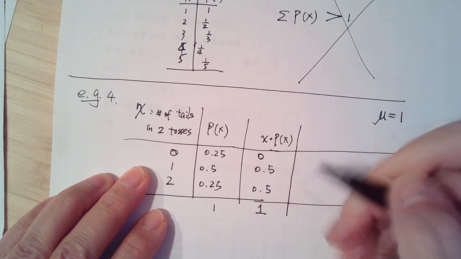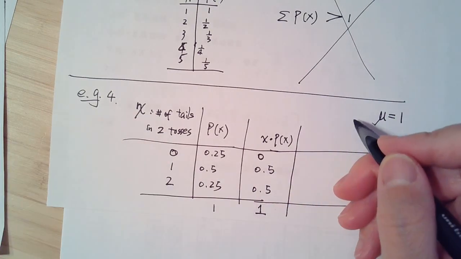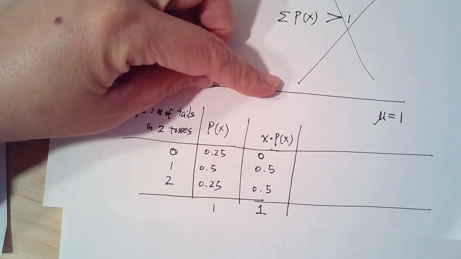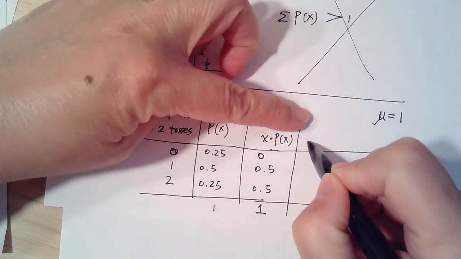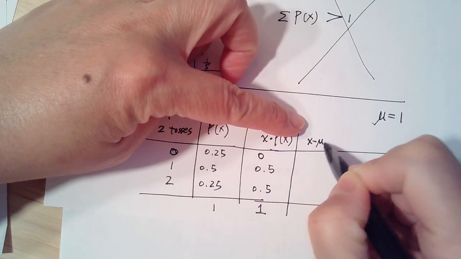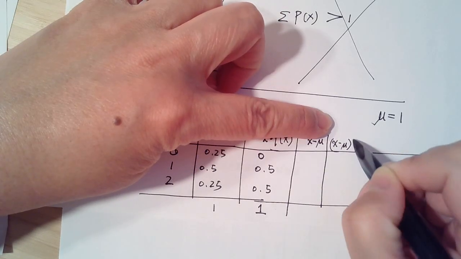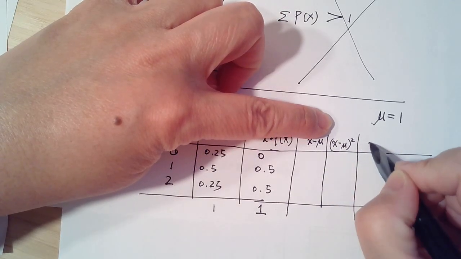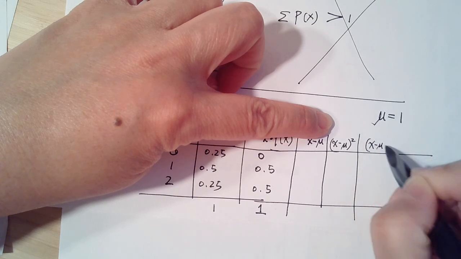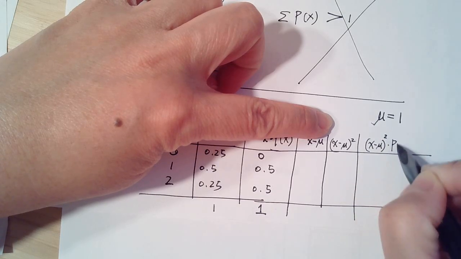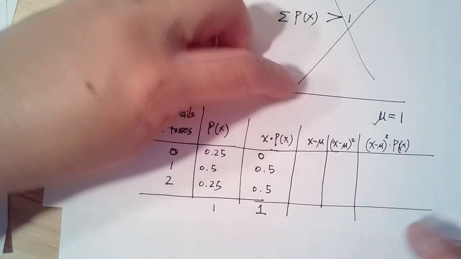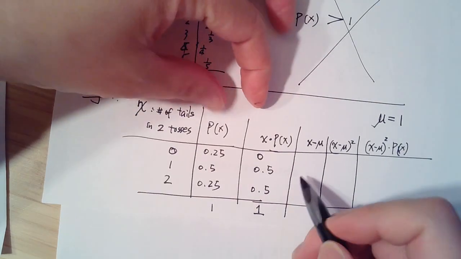Okay. I will put in several columns, but you don't really need to. I do x minus mu, x minus mu square, and then x minus mu square times p of x. I just want to show you all the steps. Now, first one, we are going to find what is x minus mu.